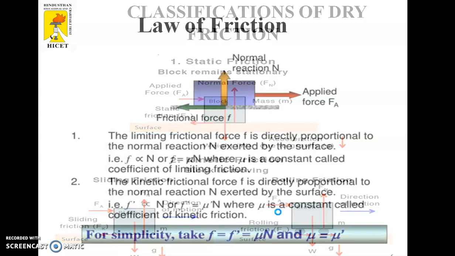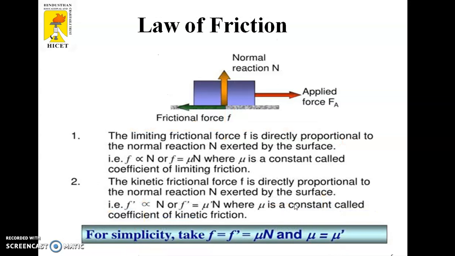These are all the classifications. Next, what is the law of friction? The law is always applied by our Newton's second law: force is directly proportional to the acceleration. Here the force is the frictional force. Frictional force is directly proportional to the normal reaction, so F is directly proportional to N. We have to equate it with one constant or coefficient. Here mu is a constant, and this mu is called the coefficient of friction.